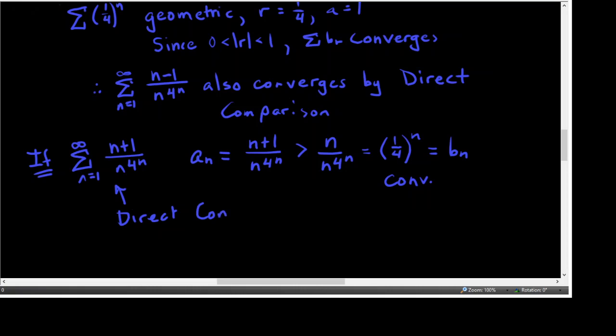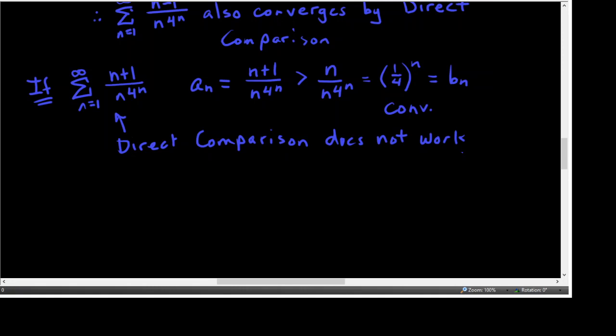The only way it works is if a sub n compares correctly to b sub n for the result we're looking for. So we've got to be really, really careful that we don't jump to conclusions, that we have the inequality that we need. That last example is not the inequality we need to show that that one converges. So although it looks like you might be able to use direct comparison, you can't.